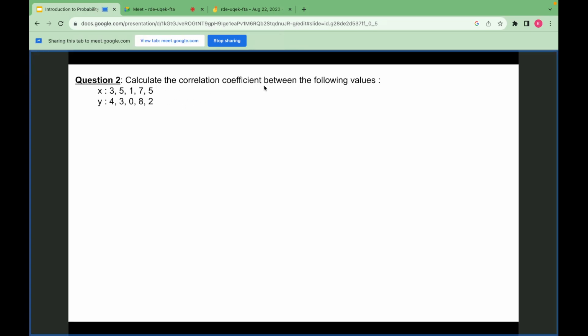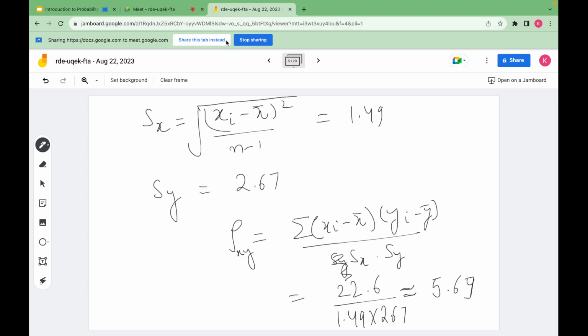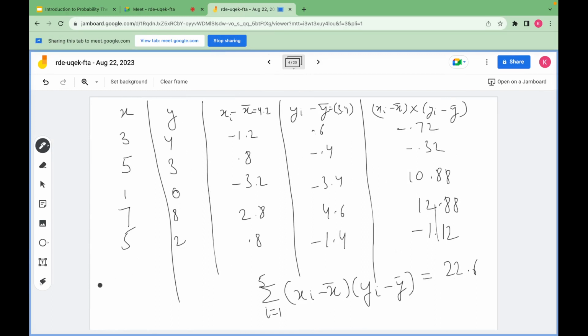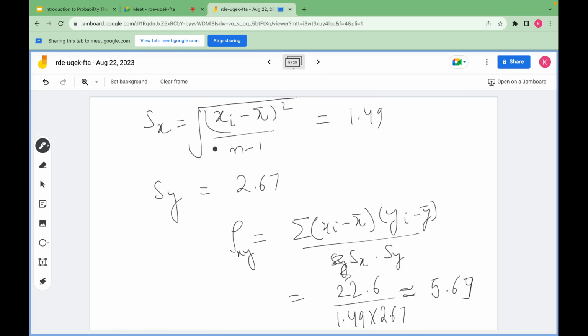So we were asked the correlation coefficient between x and y. First we calculated the averages, which are 4.2 and 3.4. Then we took the difference of each element with the average for both variables. Then we multiplied these together, and found the standard deviation for variable x and for variable y, and put the values in this formula, and we get this value.